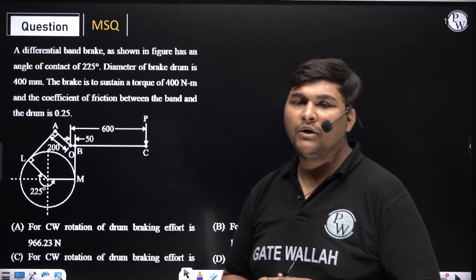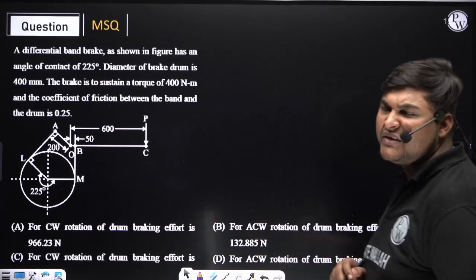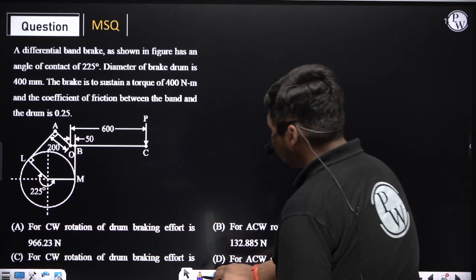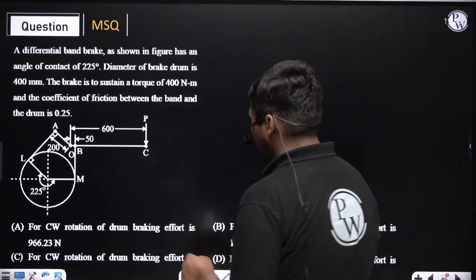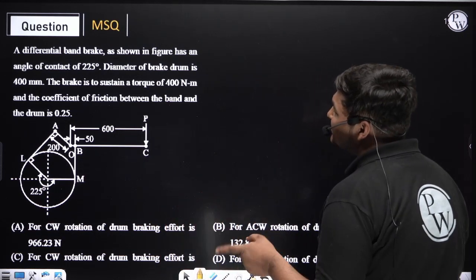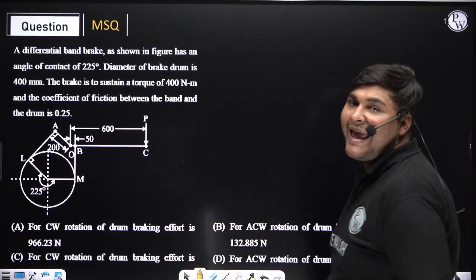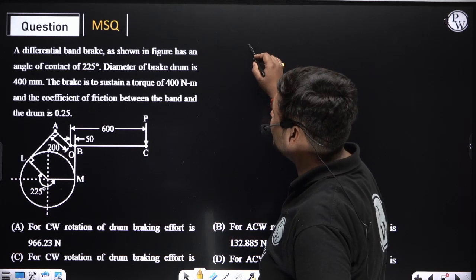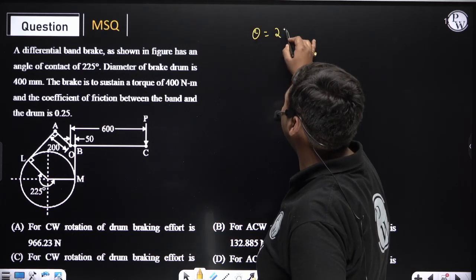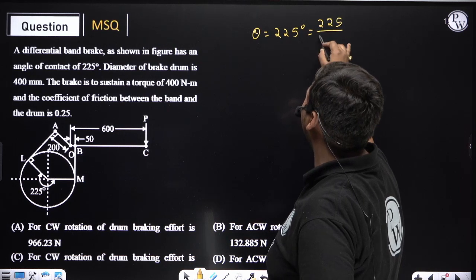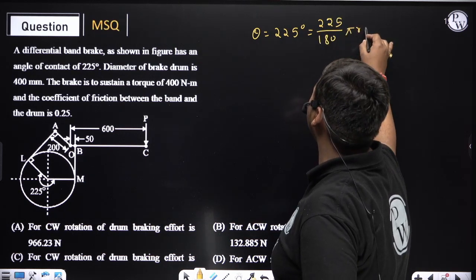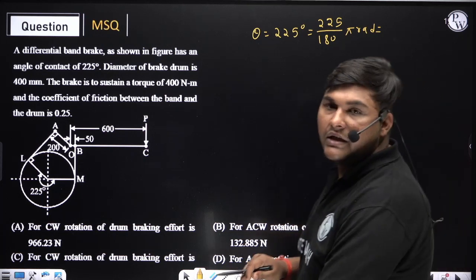So students, here we will discuss one question from the differential band brake. It is an MSQ, meaning more than one option can be correct. The question says a differential band brake as shown in the figure has an angle of contact of 225 degree, that is theta is given. Convert this into radian: 225 divided by 180 into pi radian.